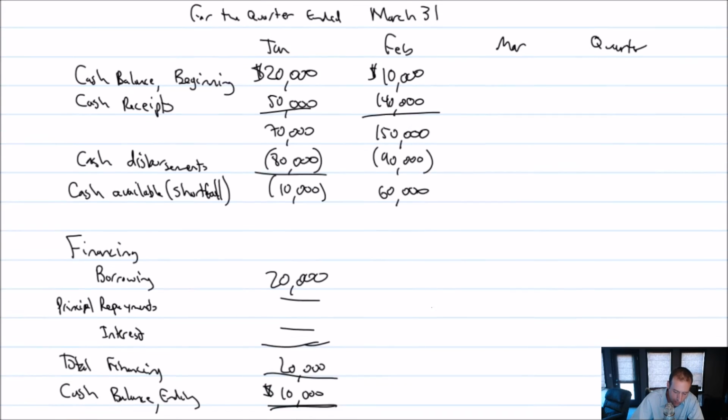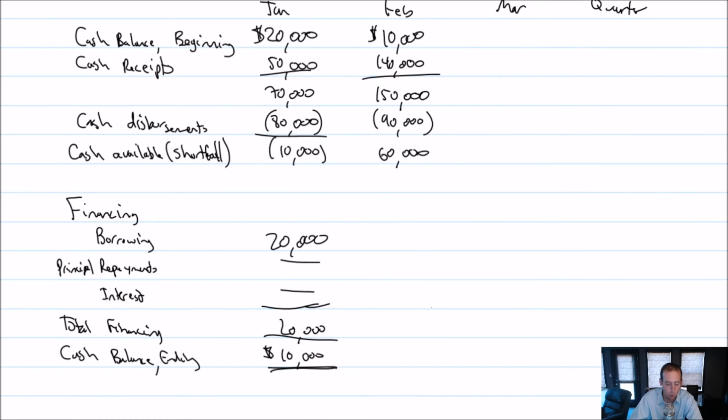Now, in February, I certainly have more than enough money. I have $60,000 in cash available. I also have this $20,000 debt. I should probably repay it. So let's pay back. We're not going to borrow any money. Let's pay back the $20,000. Here is the trickiest step of this question. We got to figure out the interest, how much interest there's going to be.